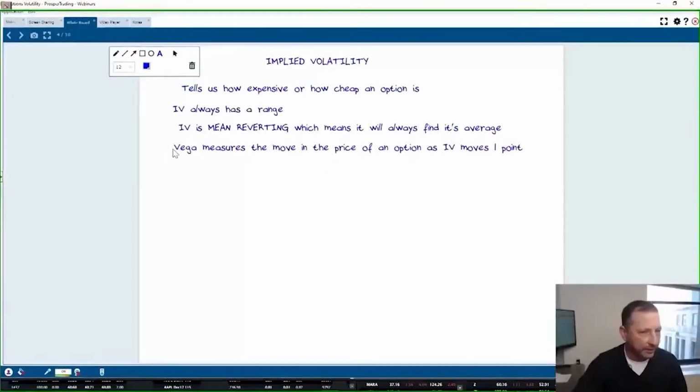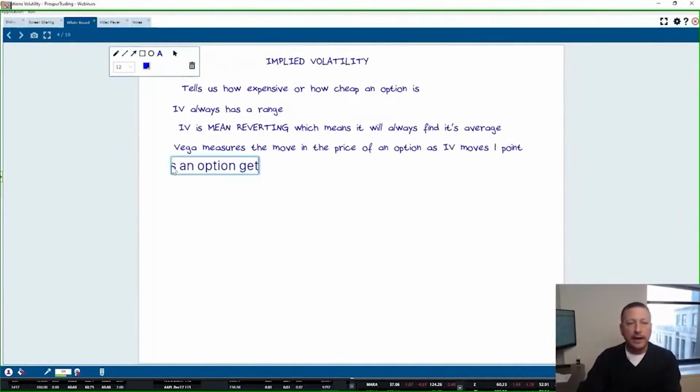The higher the vega, the more that option is going to move, the more sensitive it is to a move in volatility. The lower the vega, the less sensitive it is to a move in volatility. Now, let's talk a couple things about vega, okay?